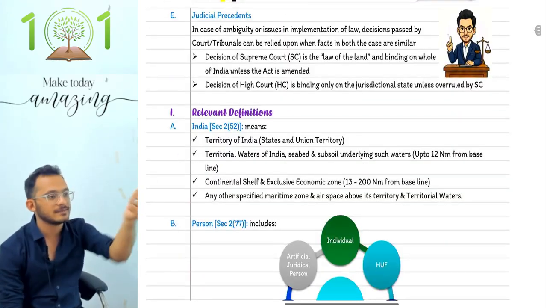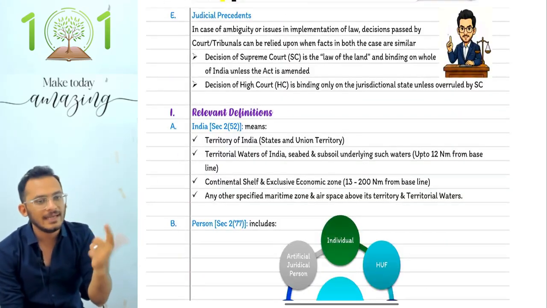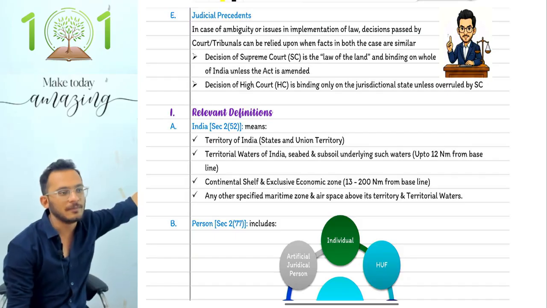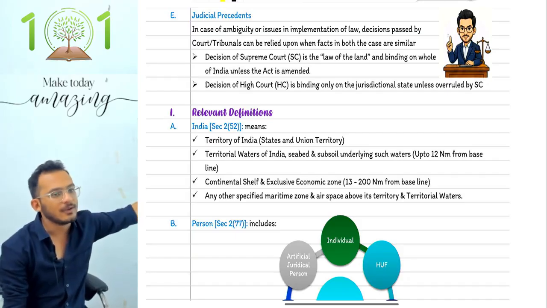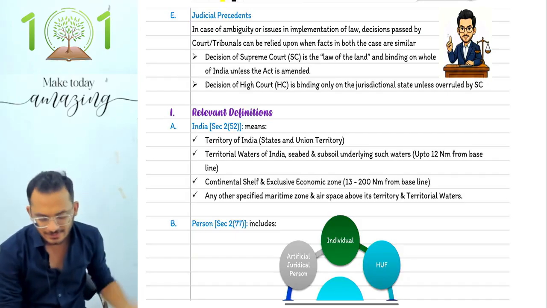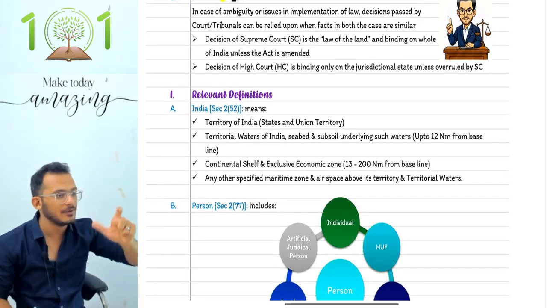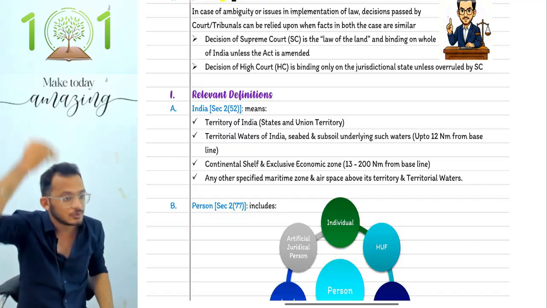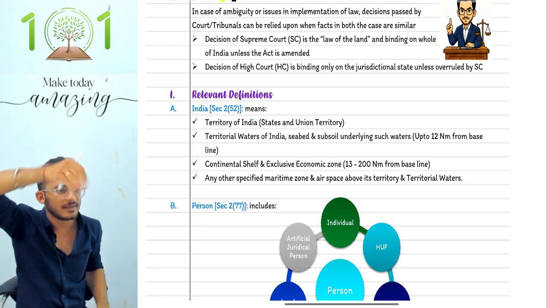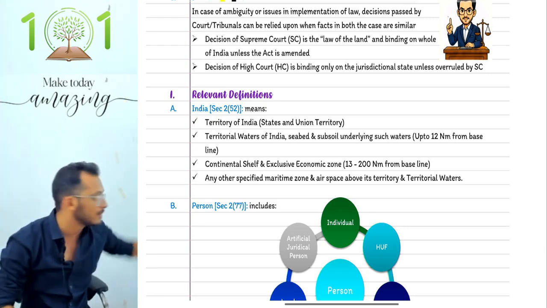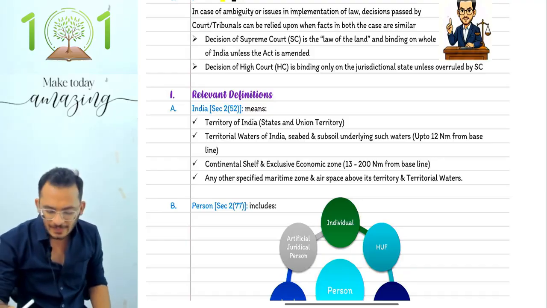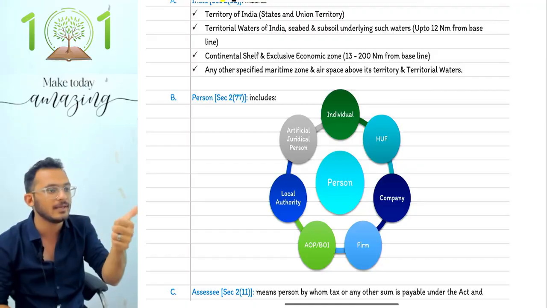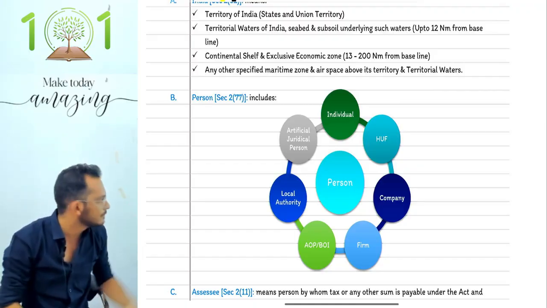Then we discussed case laws. There are four forums: CIT, ITAT, High Court and Supreme Court. For your exam, only High Court and Supreme Court matter. A Supreme Court decision is applicable for everyone, and a High Court decision is applicable for the state. Then we discussed the definition of India: land mass, 12 nautical miles, 200 nautical miles, underwater, underground, above air. Then the definition of persons: individual, HUF, firm, company, AOP, BOI, local authority, AJPs.